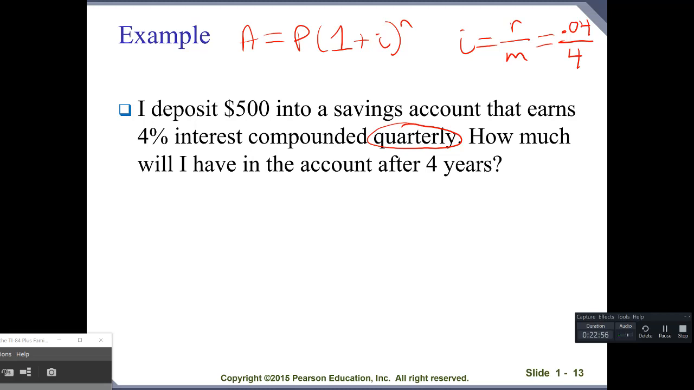So now that I know what I is, I'm going to plug my values into my formula. My future value is going to be $500 times 1 plus 0.04 divided by 4. And now I have to figure out n. So I'm keeping it in the account for 4 years' time, and it's being compounded 4 times each of those years. So how many times will it be compounded all together? It'll be compounded 4 times 4. That's going to be compounded 16 times all together. 16 is 4 times 4.